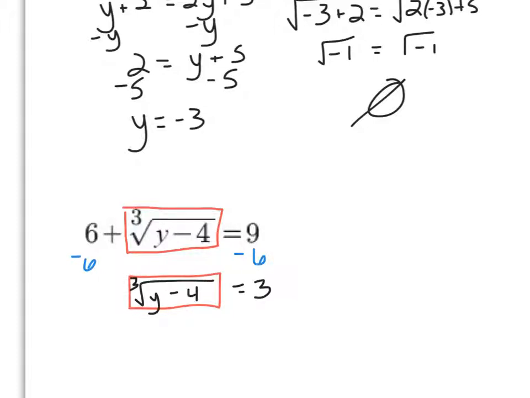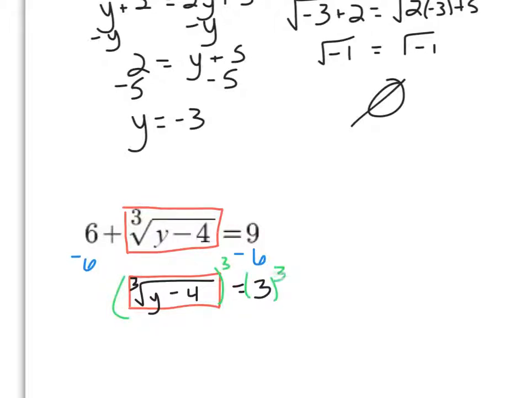Now, note, if we have a cube root, it's okay for it to be equal to a negative at this point. Like if it was equal to negative 3, I'd be fine. Because when I cube a negative, I get a negative, and when I cube a positive, I get a positive. The same is not true for squaring. So when I do even powers, I get into trouble.